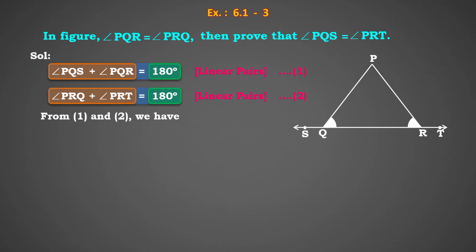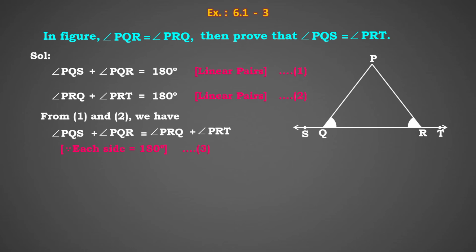So from equation number 1 and 2, we have angle PQS plus angle PQR equal to angle PRQ plus angle PRT, since on each side we got 180 degree. So we can name it equation number 3. Since it is already mentioned that angle PQR is equal to angle PRQ, we can cancel these two angles. So what we got? Angle PQS equal to angle PRT.